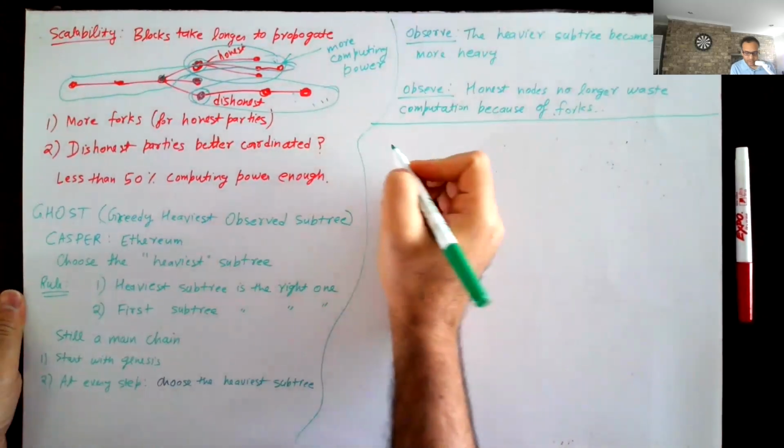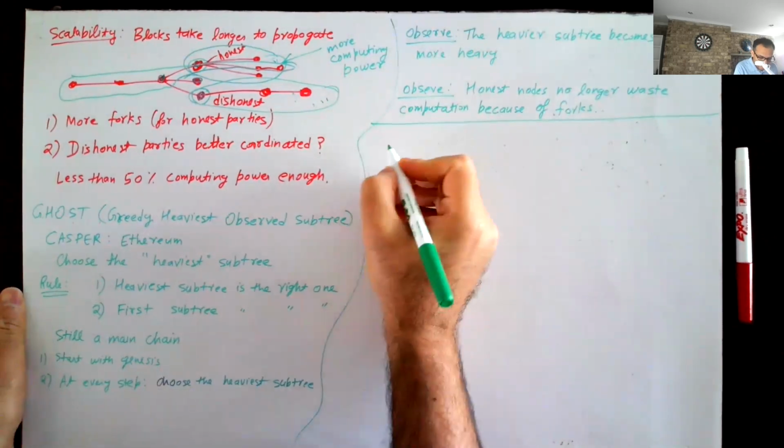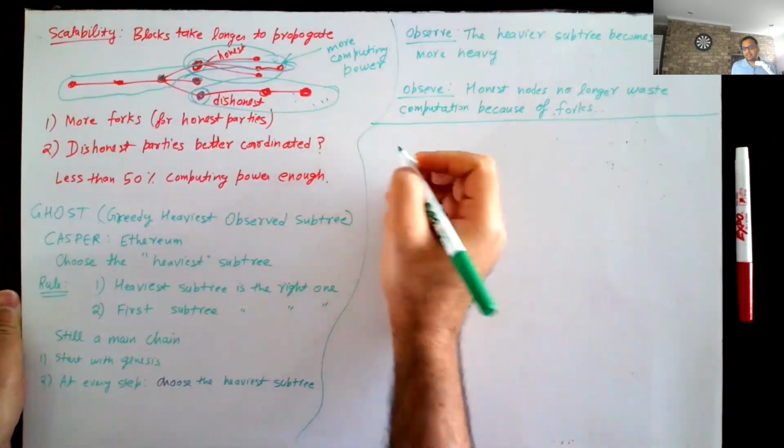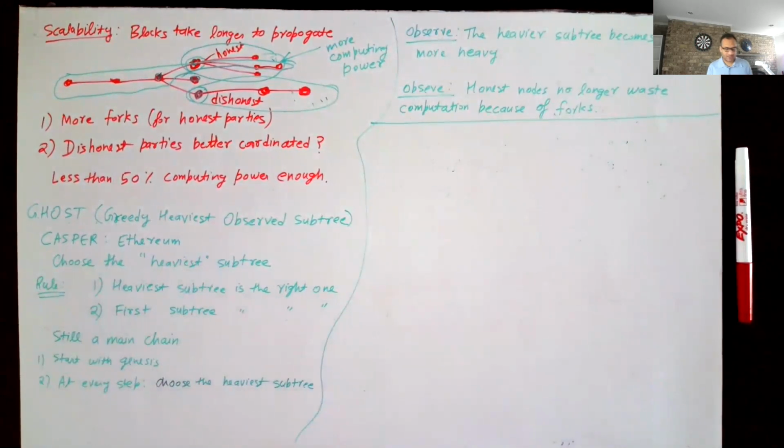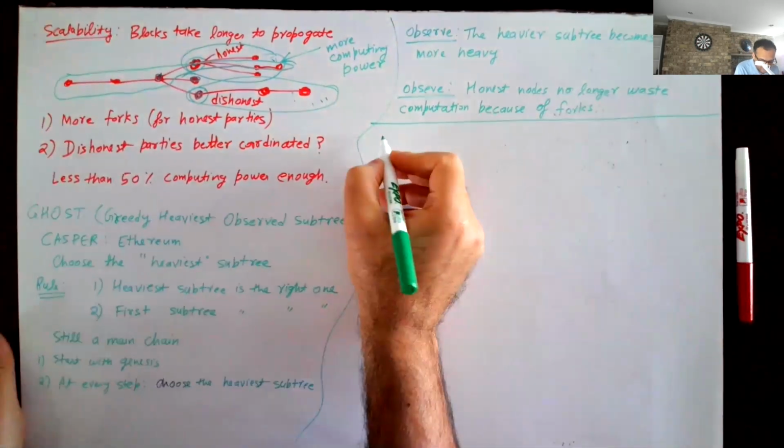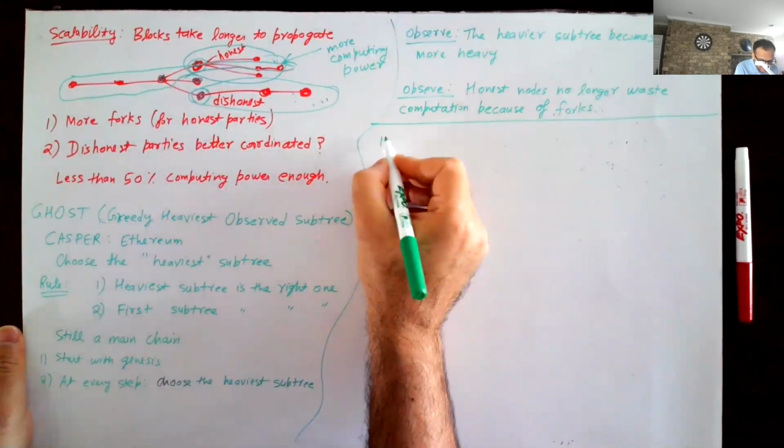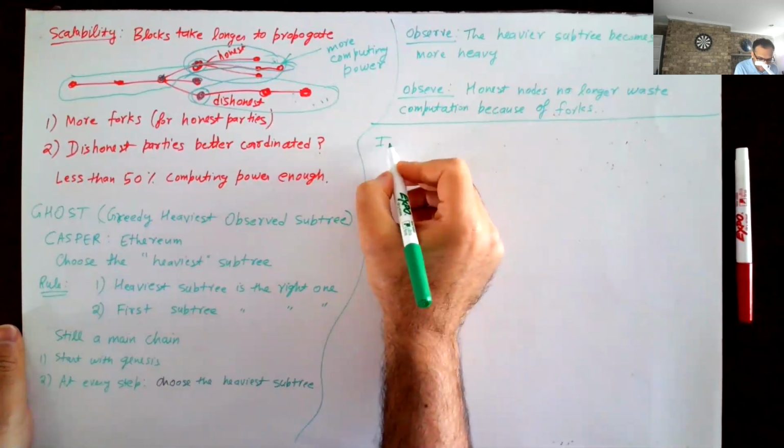So another proposal to deal with this scalability problem, and also it relates to the cost of the transactions in blockchains, is, let's just call it, the inclusive blockchain approach.